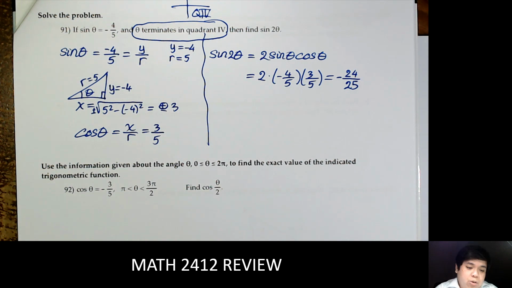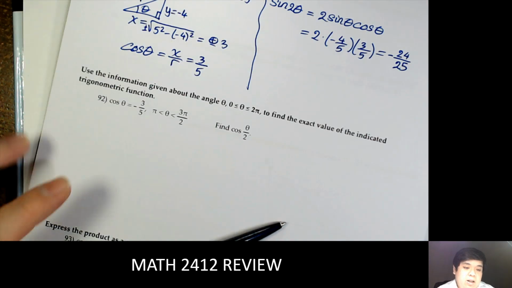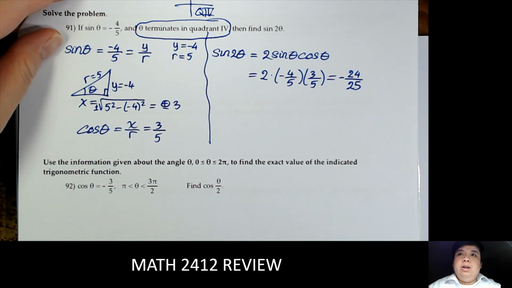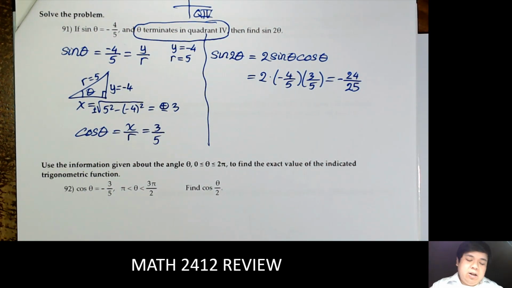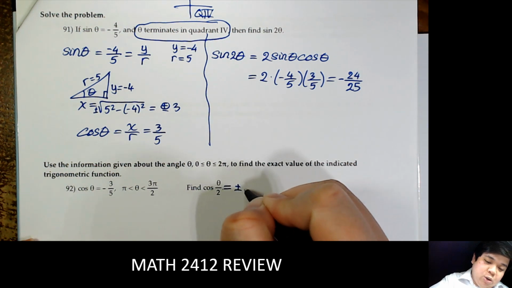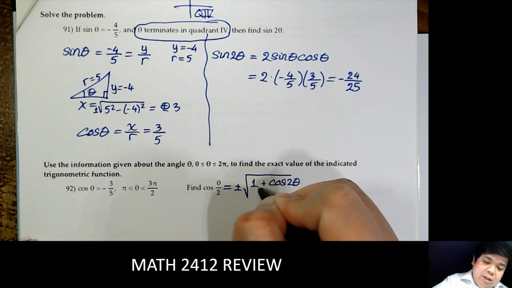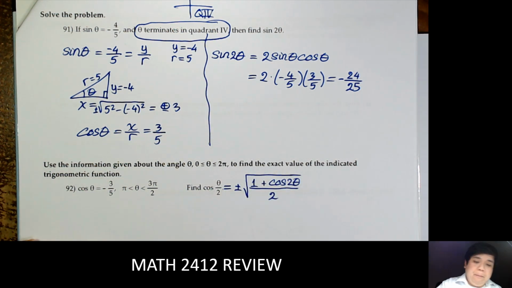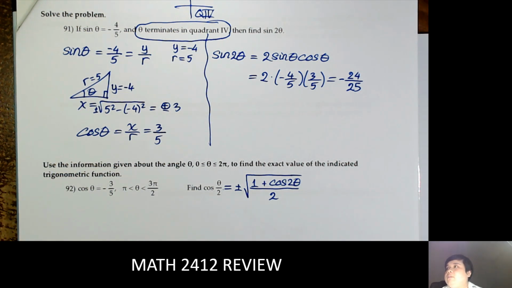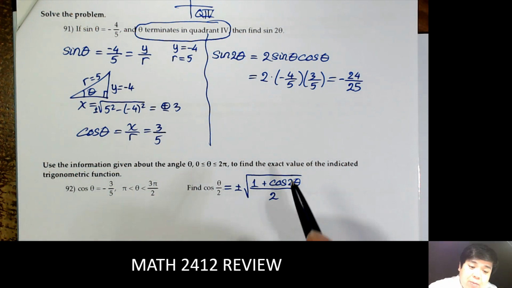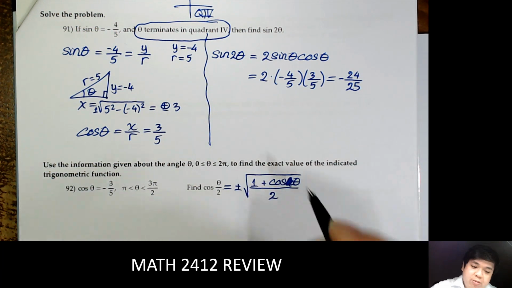Right, next, use this information to find the exact value of cosine of theta over 2. So this is a half angle. Cosine of the half angle is going to be equal to plus or minus the square root of 1 plus cosine of 2 theta over 2. That is not 2 theta, sorry. That's pretty much twice of this, so there's no 2 here, just theta. Right, which is negative 3 over 5, so that's easy.